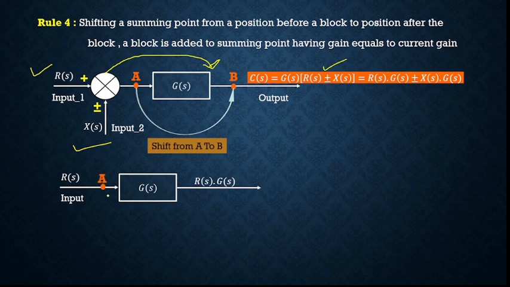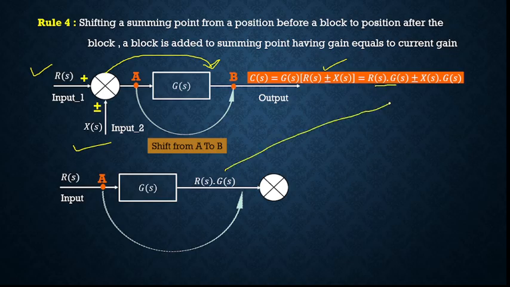This is point A, where our summing point was. We want the summing point to be shifted after the block at point B. So I have taken the summing point after the block. What will be changed in the input? Here the input is R of S into G of S. So R of S into G of S is there. So this is fine. What is the next input we are going to need? It is X of S into G of S. What is the input to this summing point? It is X of S.